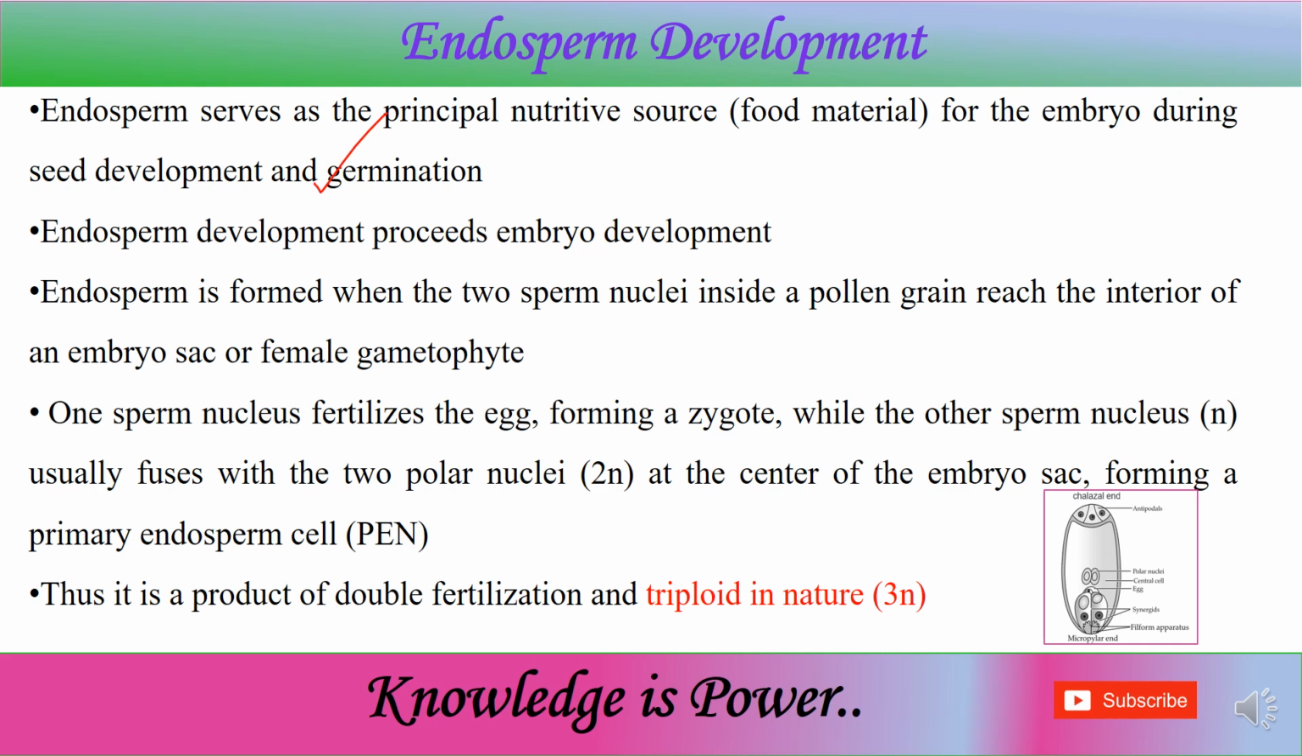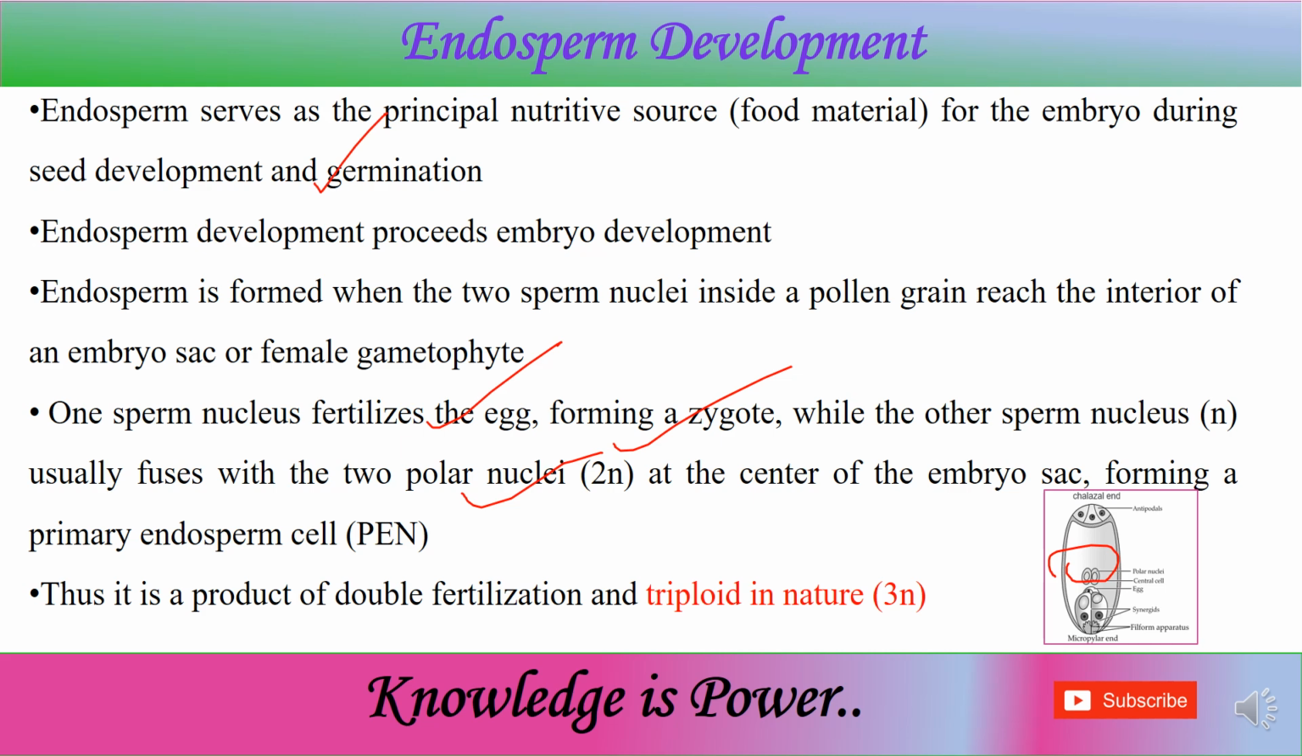During the fertilization process, when two sperm nuclei are released from the pollen tube, one sperm nucleus fuses with the egg, which will form the zygote, and the second sperm nucleus fuses with the two polar nuclei which are located in the center of the embryo sac. Here in this picture you can see that the sperm nucleus fuses with the polar nuclei and forms the endosperm, that is the primary endosperm nucleus.